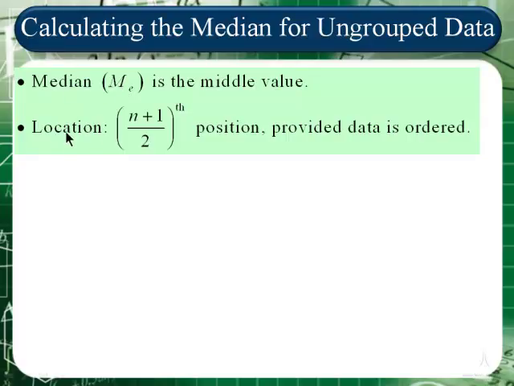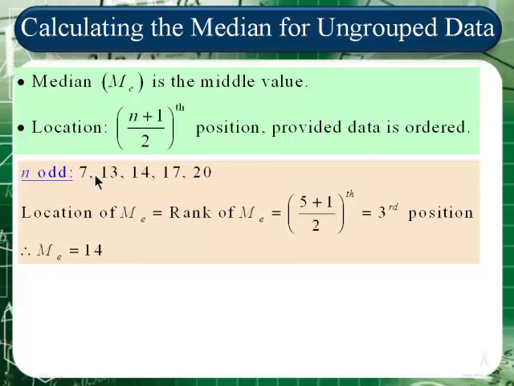The location or the rank of the median is always in position n plus 1 divided by 2. Provided that, of course, we have arranged the data in a meaningful way, either ascending or descending order. So if you have an odd number of data values, like in this case we have 5 data values, then the location of the median or the rank of the median, according to this formula, is 5 plus 1 divided by 2, that's 6 divided by 2.